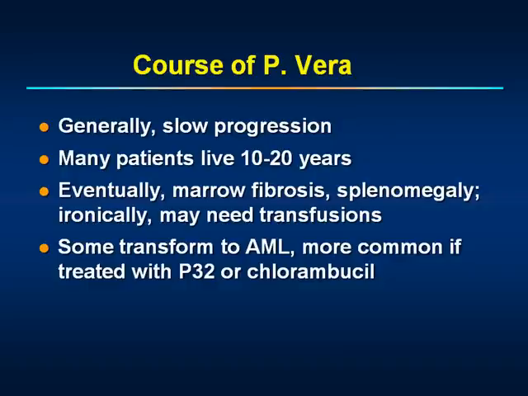Eventually, the course is complicated by myelofibrosis and splenomegaly, and ironically, at that point, they may need transfusions, which is when you usually start seeing them in the hospital. There's some transformation to AML, and it's more common if the patients have been treated with P32 or chlorambucil, neither of which we use very much anymore.